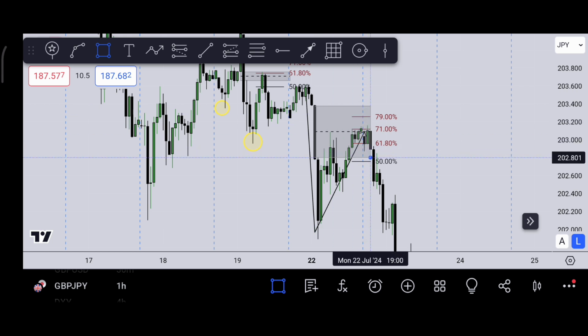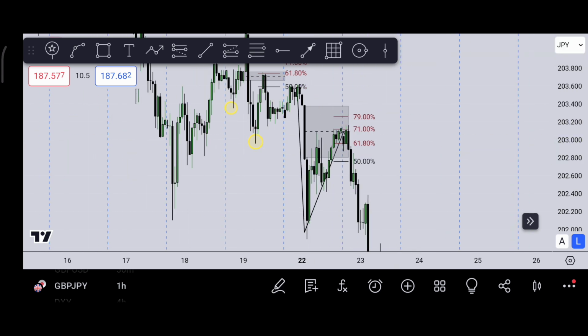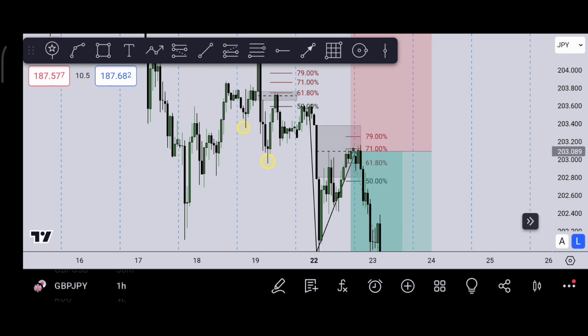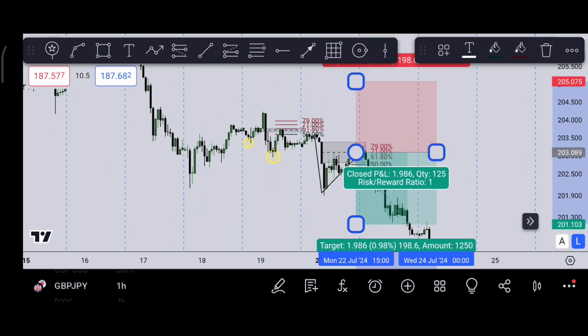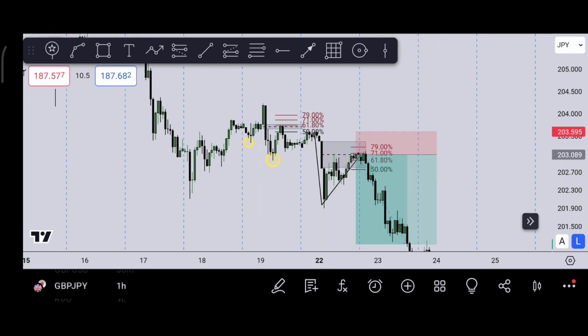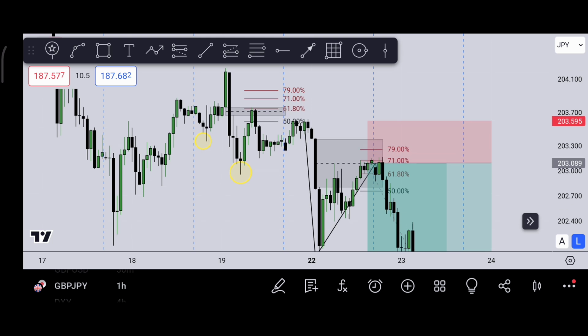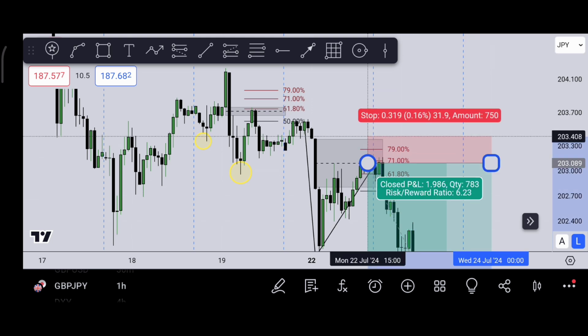Take my entry from the 50% of the fair value gap, and my stop will be above the high of the candle which created the fair value gap. Yes, like I said, that's pretty much it if it's on the 1 hour. But if it's on the 15 minutes, I can just place it above the overall high which broke structure. But this is 1 hour. I've backtested it a lot of times, and it still works.